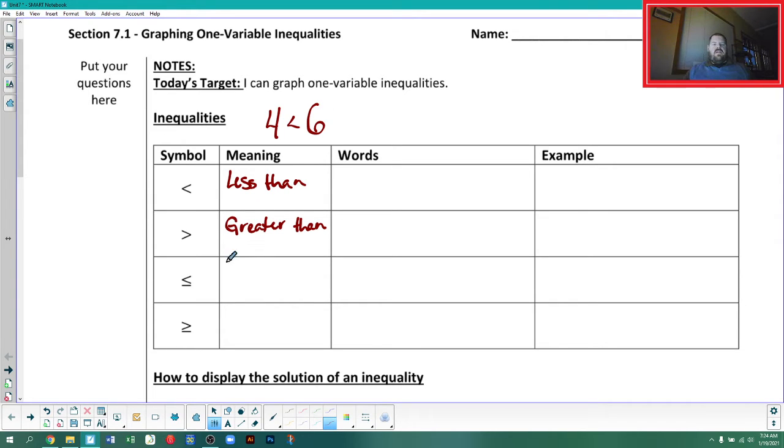Okay. The other two that I have, the line underneath means that equal to is an option. So this is less than or equal to. And the last one is greater than or equal to.